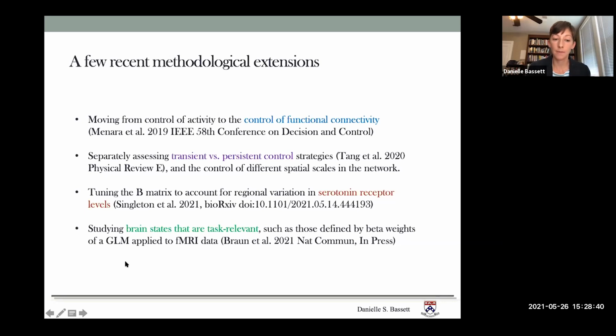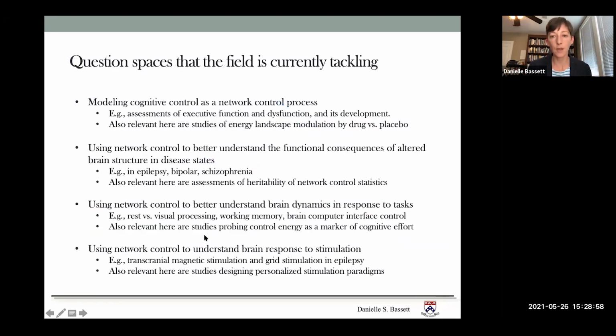And lastly, we can study brain states that are task relevant instead of sort of pulled from thin air. We can use beta weights of a general linear model applied to fMRI, and using those as the brain states allows us to ask questions about task transitions or task switching. And that's work led by Urs Braun. The last slide I have for you is this one, which is question spaces that the field is currently tackling.